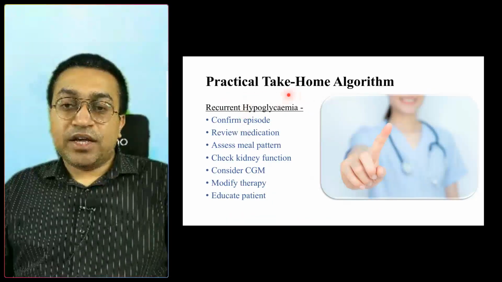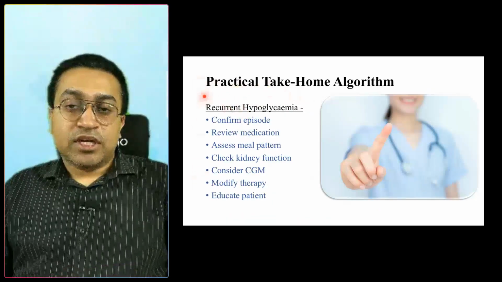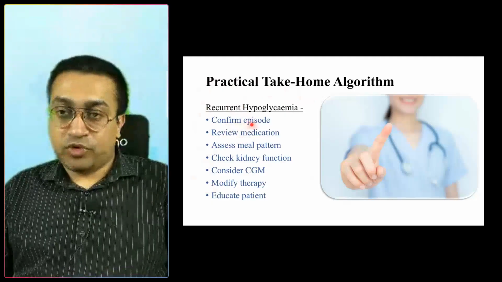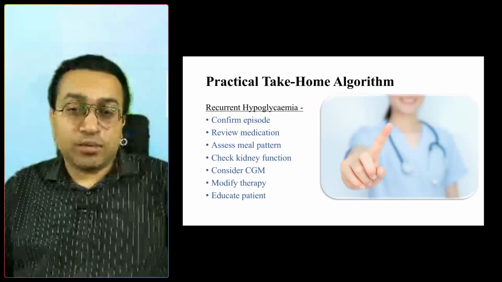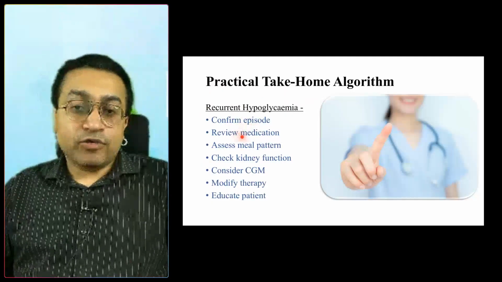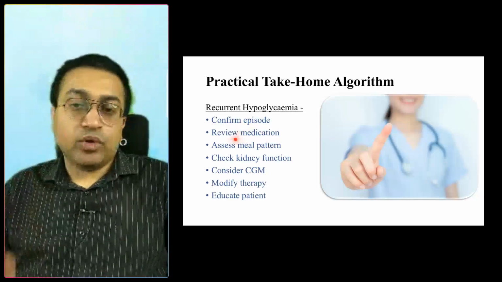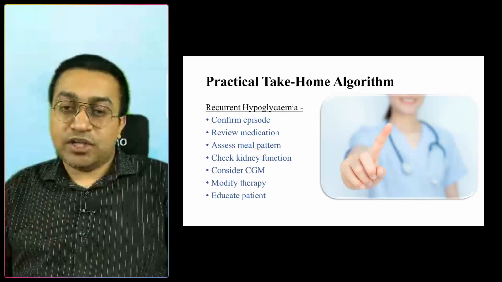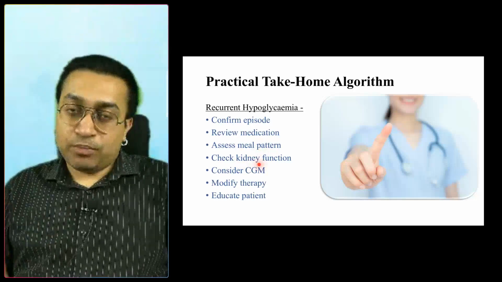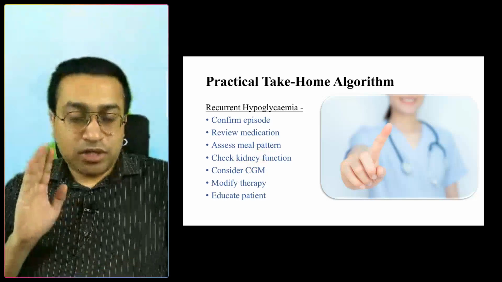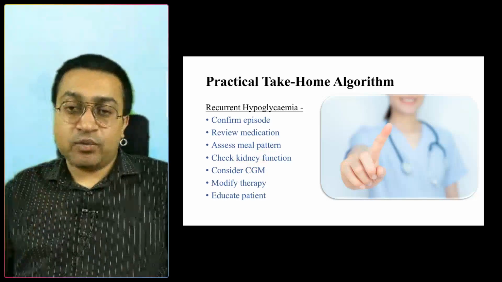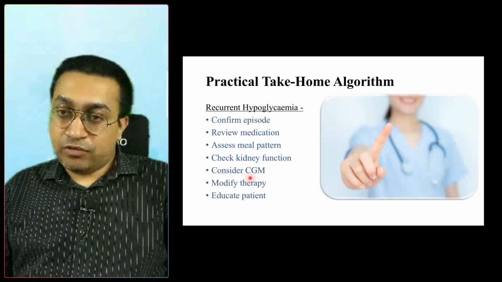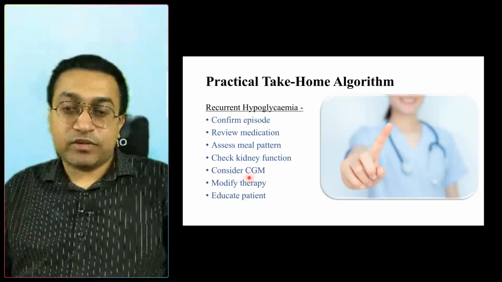So the practical take-home algorithm for today's session: if you notice recurrent hypoglycemia, first confirm the episode. Maybe it is not a hypoglycemic episode, it's something else. Review the medication, and I told you how to review. Assess the meal pattern, refer to the dietitian if required. Check kidney function properly. If you want to check it 6 monthly or annually, that's okay, but please check it. Consider CGM monitoring if you notice that recurrent hypoglycemia risk is there.